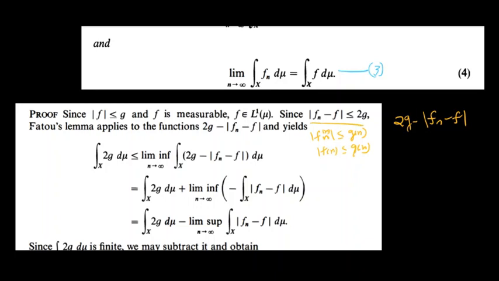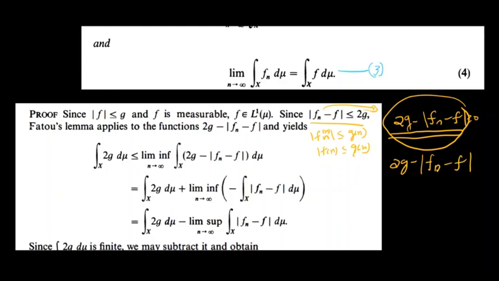Then if we take this to this side, we have 2g minus |f_n minus f| greater than or equal to 0. So this function, 2g minus |f_n minus f|, is a sequence of measurable functions which is greater than or equal to 0, meaning we have a sequence of positive measurable functions. So we apply Fatou's lemma to the sequence of these functions, that is 2g minus |f_n minus f|.